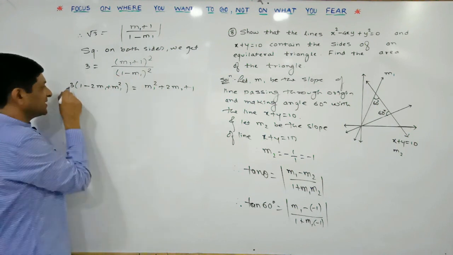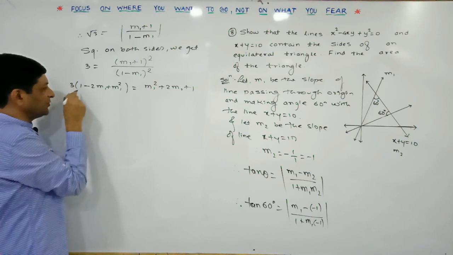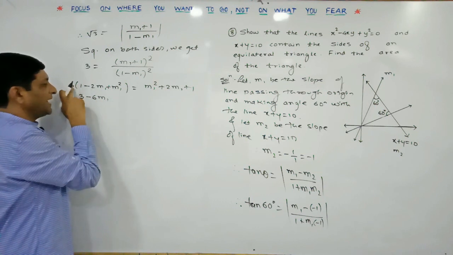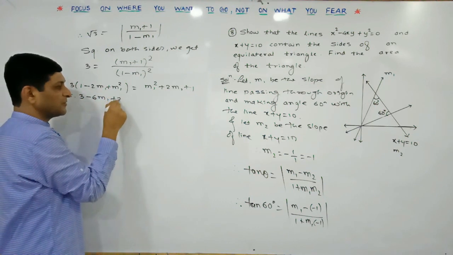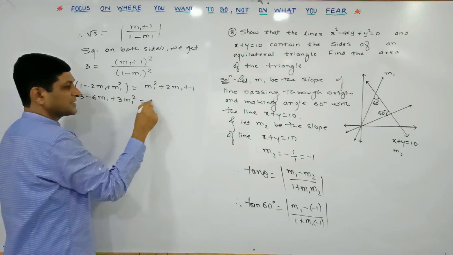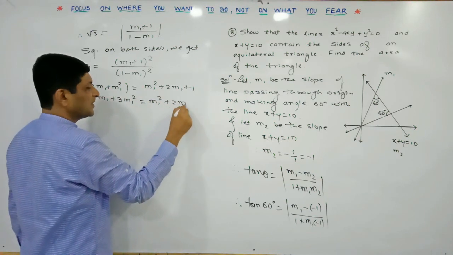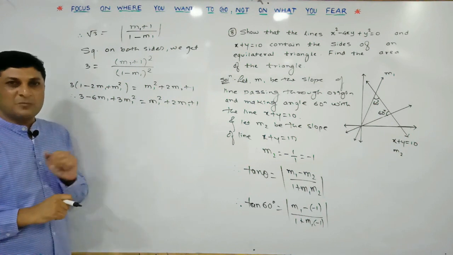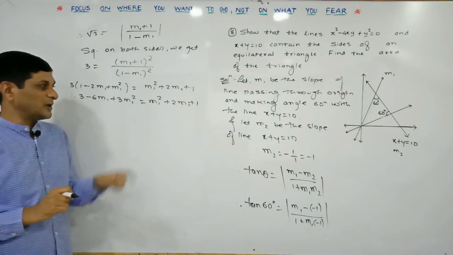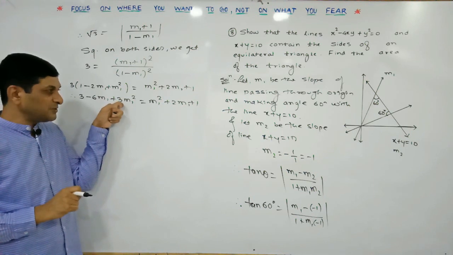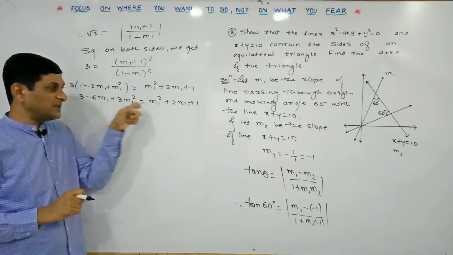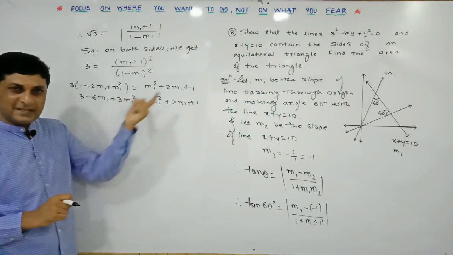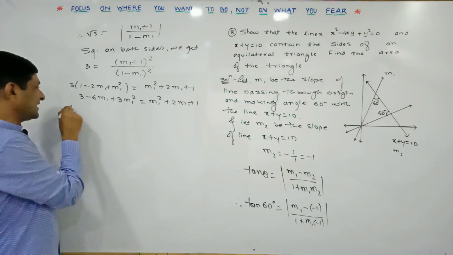Let us simplify it. So 3 into 1 will be equal to 3, 3 into 2M1 will be equal to 6M1, and 3 into M1 square will be equal to 3M1 square. On this side, M1 square plus 2M1 plus 1, keep it as it is. Now we are trying to convert it into the form of a quadratic equation in terms of M1. On this side the coefficient of M1 square is 3, and on the other side it is 1. So the coefficient of M1 square on this side is greater. So collect all these terms on this side. Let us see what we will get.